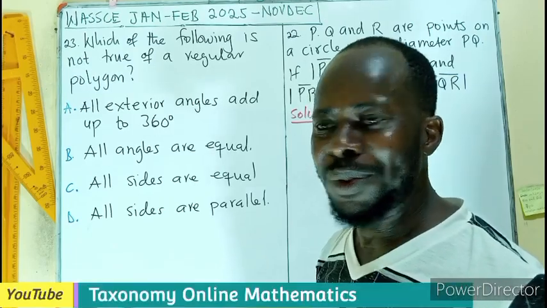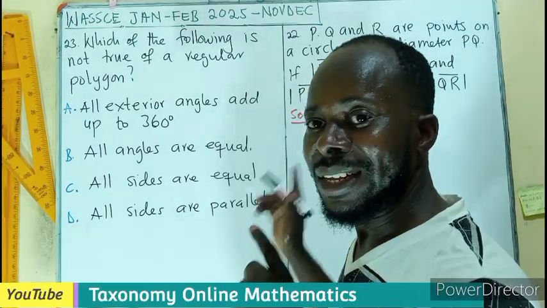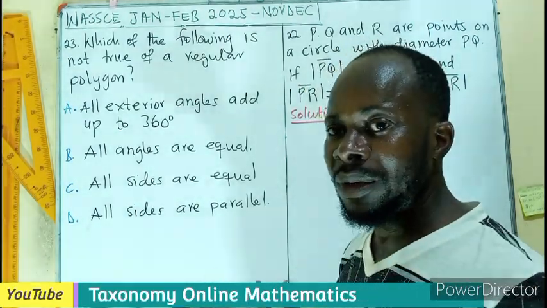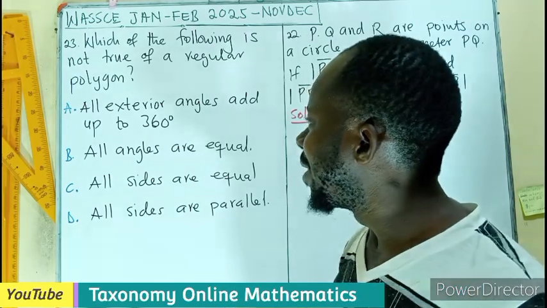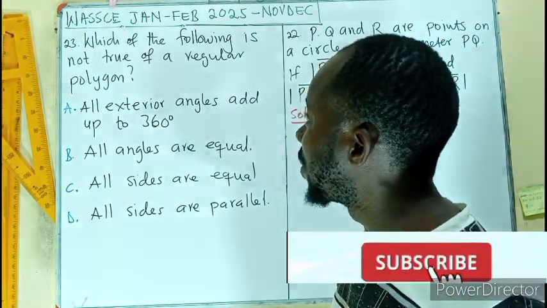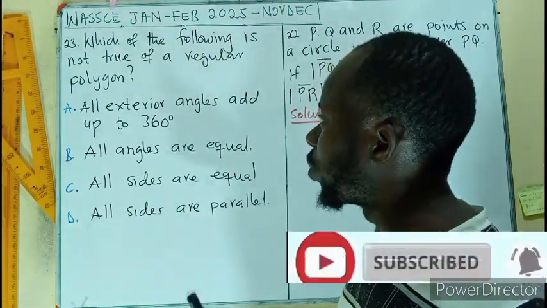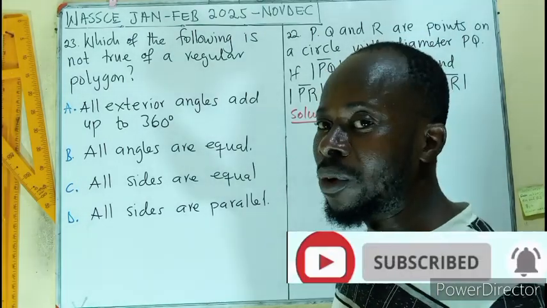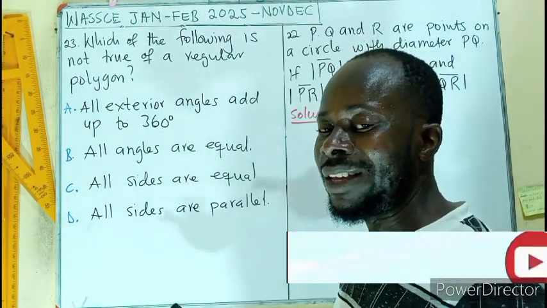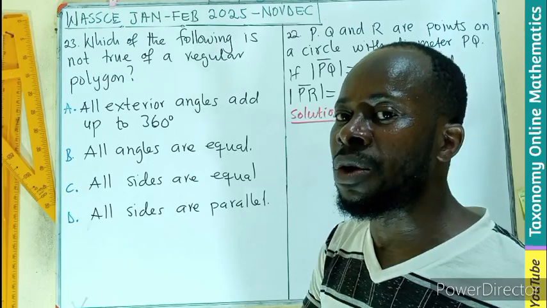All right, welcome to question 23-22 in this episode. Let's see how fast and easy we can get answers to that. Which of the following is not true of a regular polygon? So to answer this, you need to know what a regular polygon is.